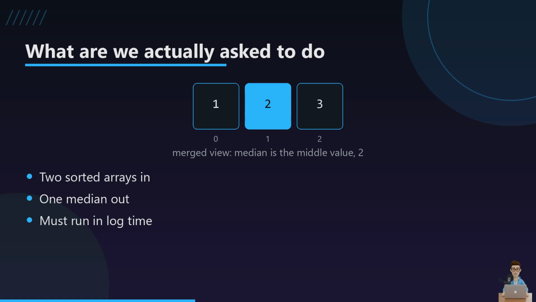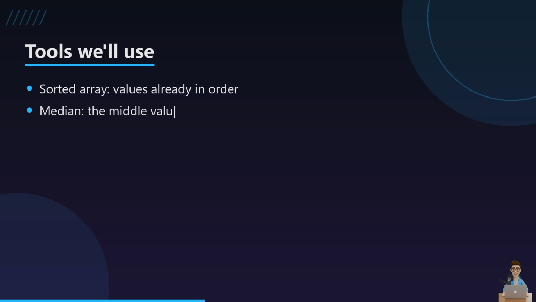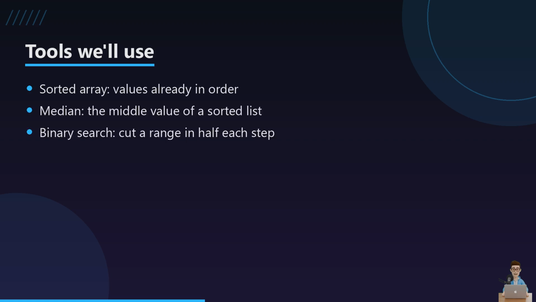The catch is the merge itself is too slow, we're not allowed to do it. A sorted array just means the numbers are already lined up smallest to largest. The median is the middle number when everything is lined up. Binary search means instead of checking every option, we keep cutting our search space in half.